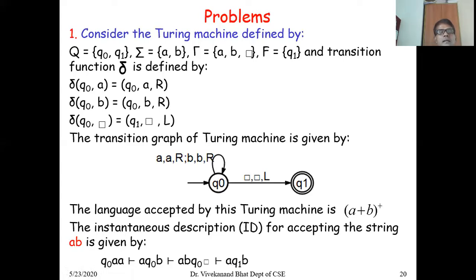So this is the sequence of moves for accepting the string AB. Similarly, you can try the other strings in this language, BA, all the strings you can try. They will be accepted by entering the final state. You can try all the strings in this language.